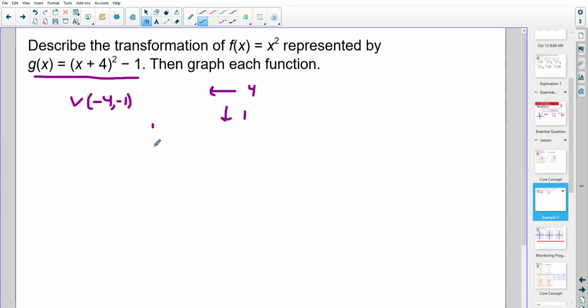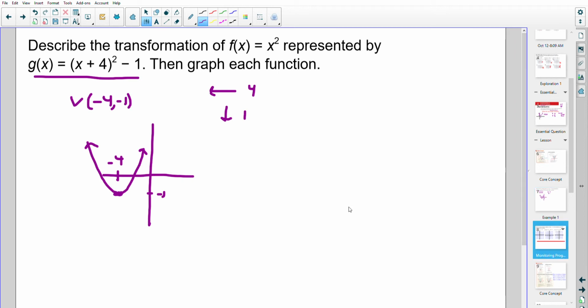So when I graph this, you don't have to spend a lot of time, but I do want to see numbers in it. You're going to see that it's going to be at -4 and -1. And then I just have to make sure that the direction is correct. Notice that it's positive here. That means it's going to open up. So the parabola is going to look like this. And that's it for now.